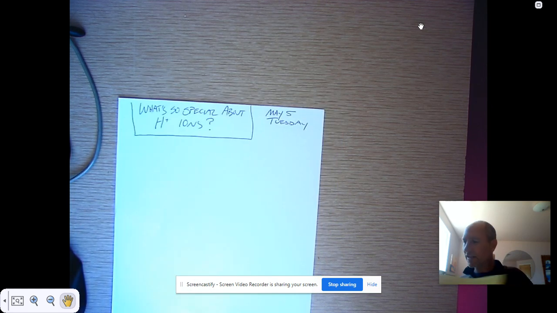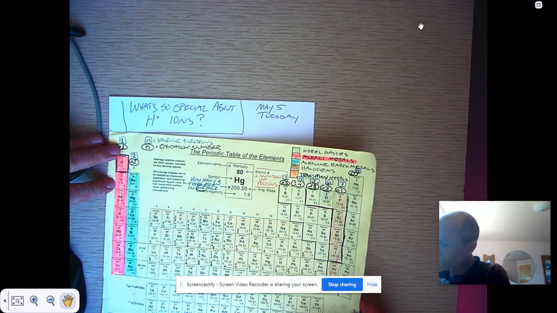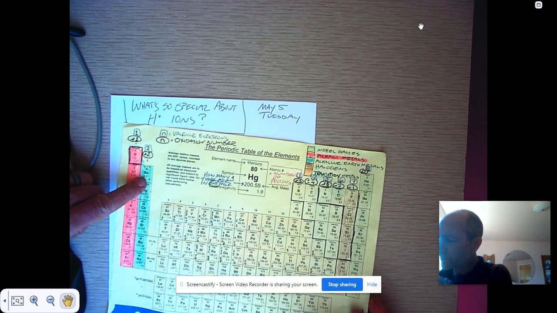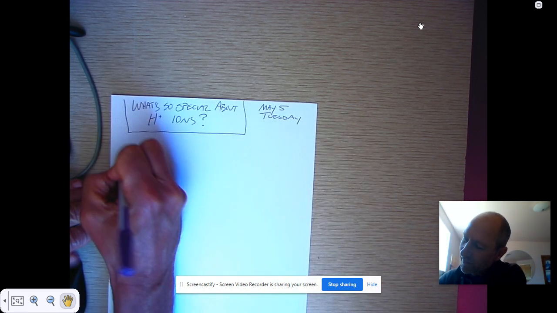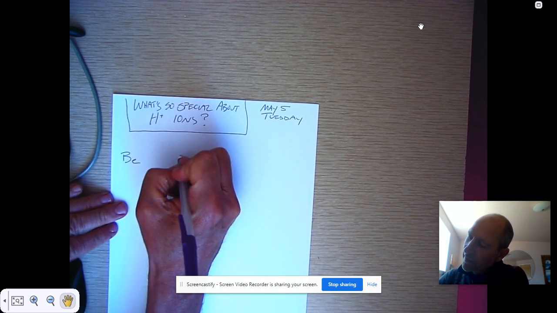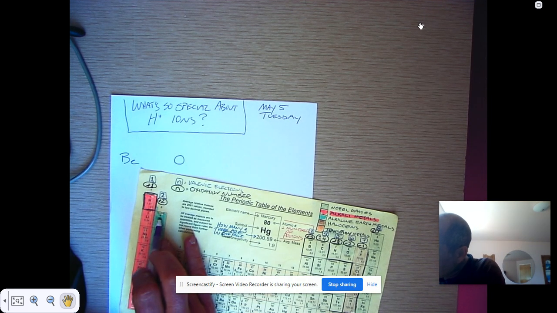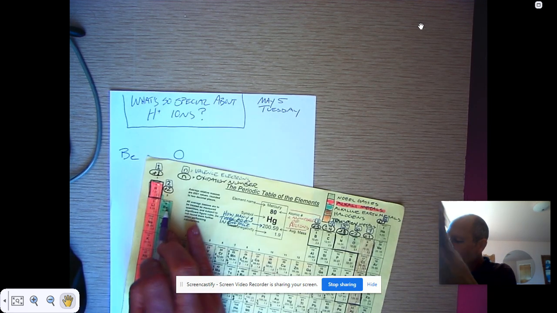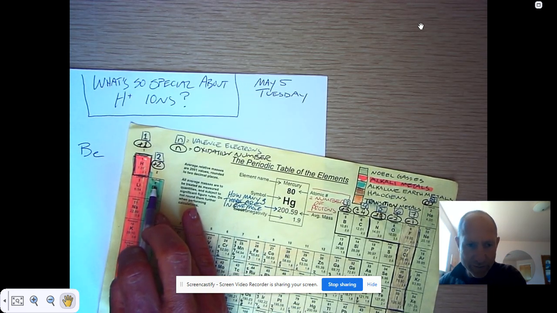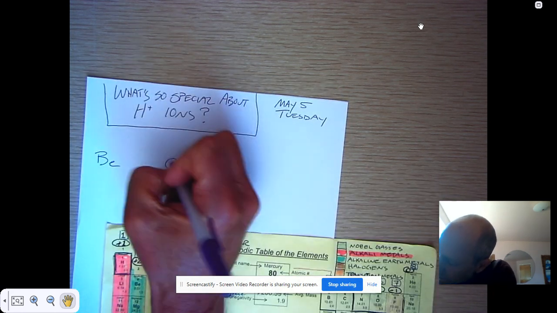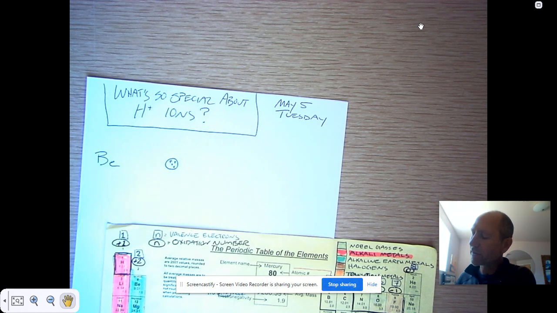Okay, so let's look at beryllium, which forms a 2 plus ion. In the center of beryllium, we have a nucleus. In a beryllium atom, we have 4 protons. You can believe me that there's a 4 right there. 1, 2, 3, 4 protons.